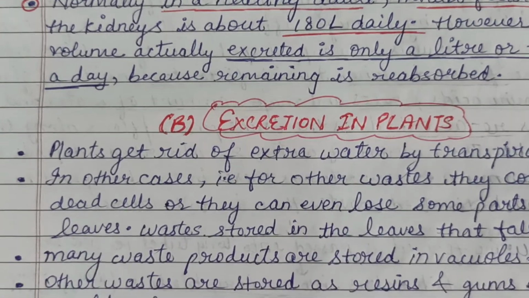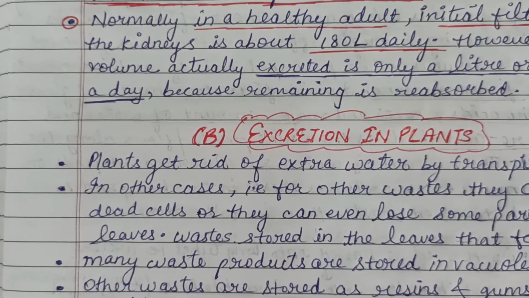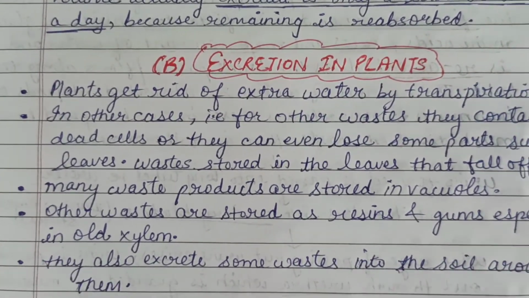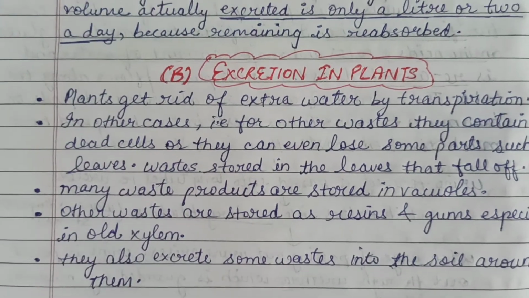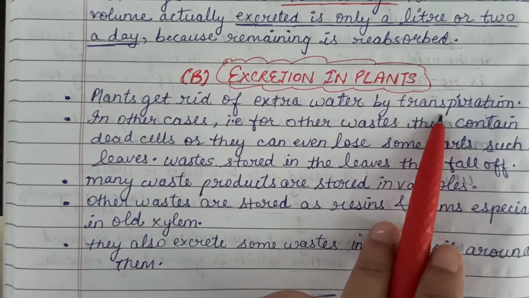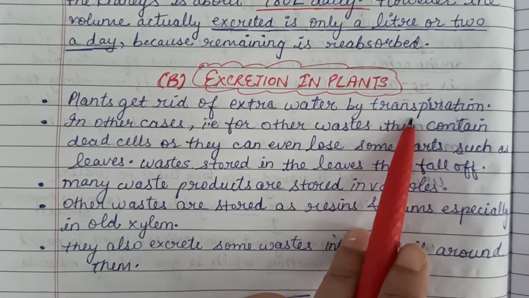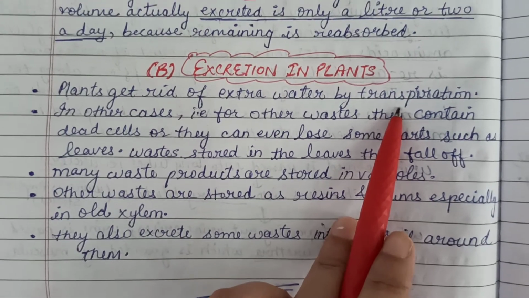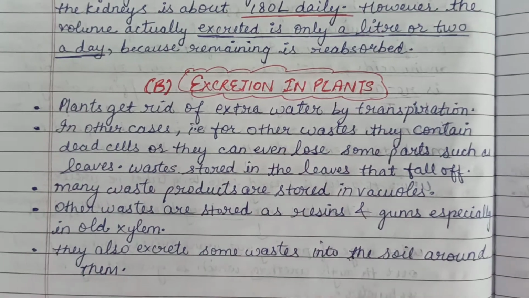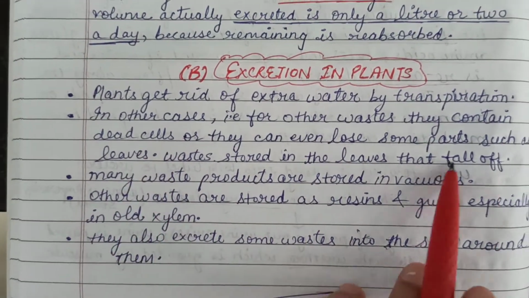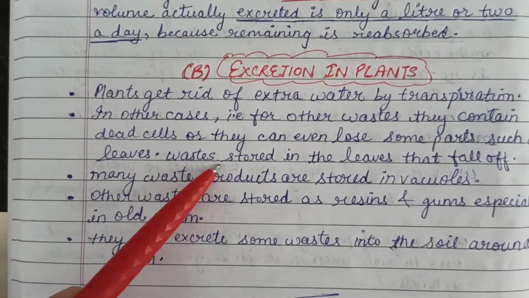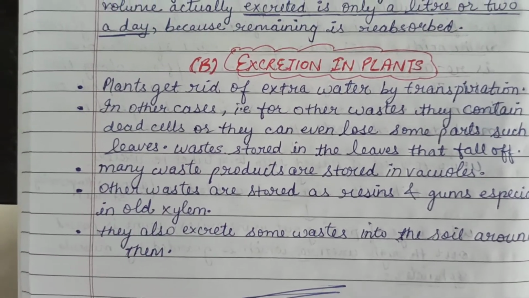So how do plants remove their waste products from their body, because they do not have a well developed excretory system like human beings. Plants have different methods of eliminating their waste. For example, they get rid of extra water by transpiration. It is a process by which they lose water in the form of vapors with the heat of the sun. In other cases, for other wastes, they contain dead cells. They can even lose some parts. For example, they shed their leaves, with waste stored in the leaves that fall off.